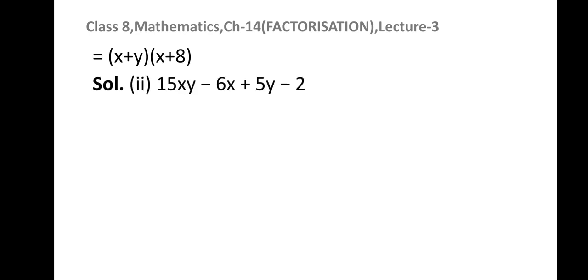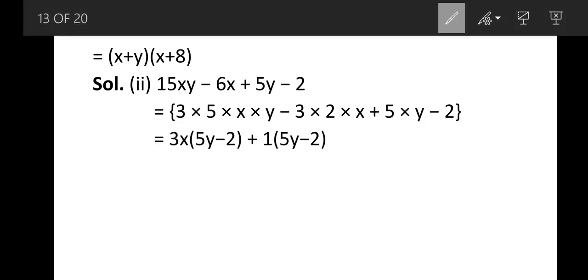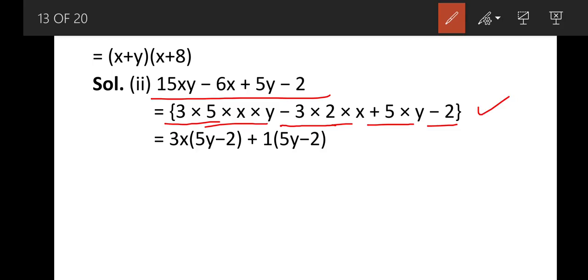Coming to the solution of the second part, it is 15xy minus 6x plus 5y minus 2. Now, I have first of all written the factors of all these terms separately, that is 3 into 5 into x into y, likewise 3 into 2 into x plus 5 into y minus 2. So this step I am writing for the students who are unable to understand. So ideally your step should be this one.